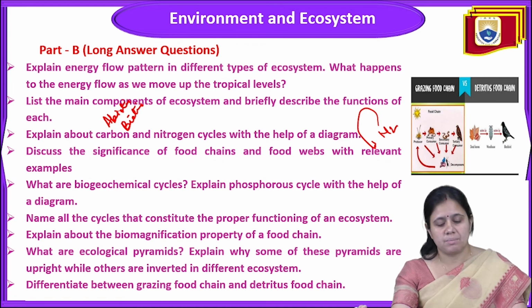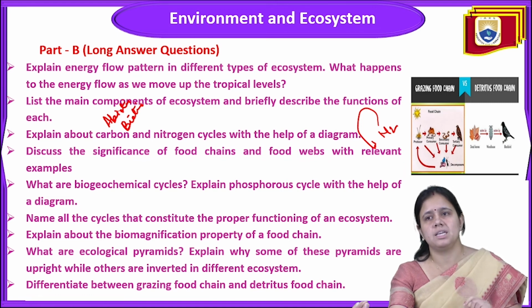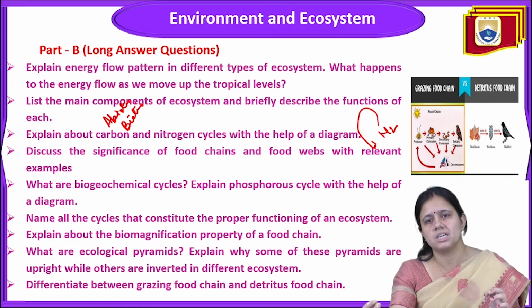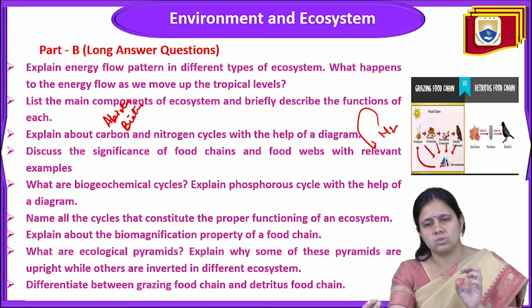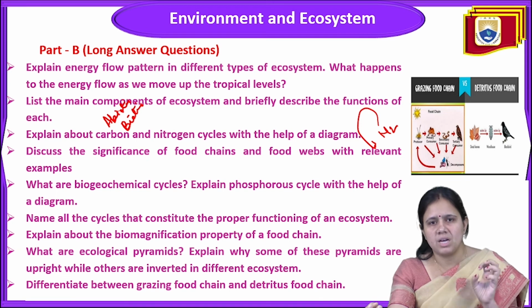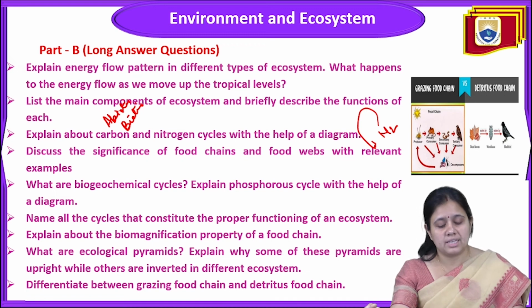Next is the biogeochemical cycle. Biogeochemical cycle is again a cycle that is present on the earth. Those biological and chemical elements are there. The elements that we get from the earth are called the biogeochemical cycle. So the phosphorus cycle you have to explain. Name all the cycles that constitute the proper functioning of an ecosystem.